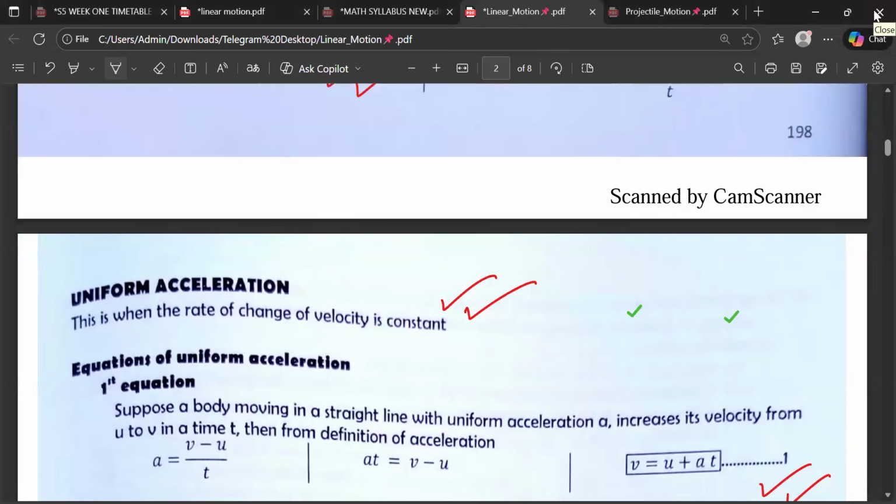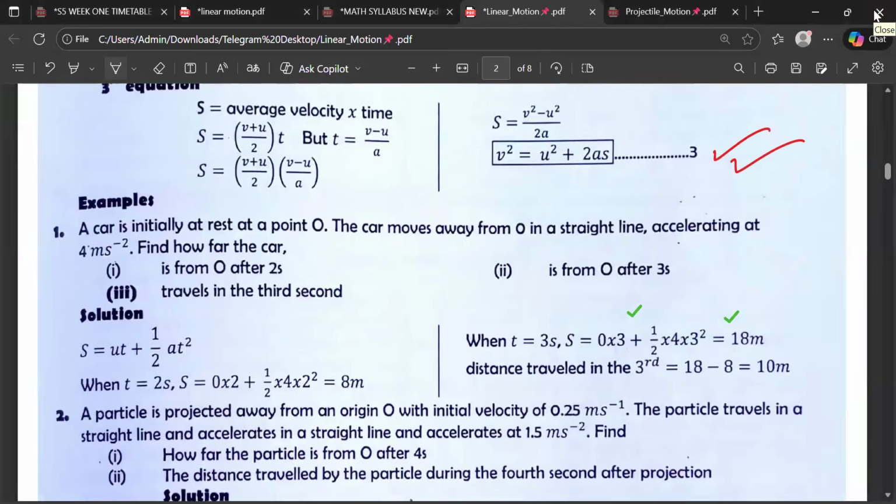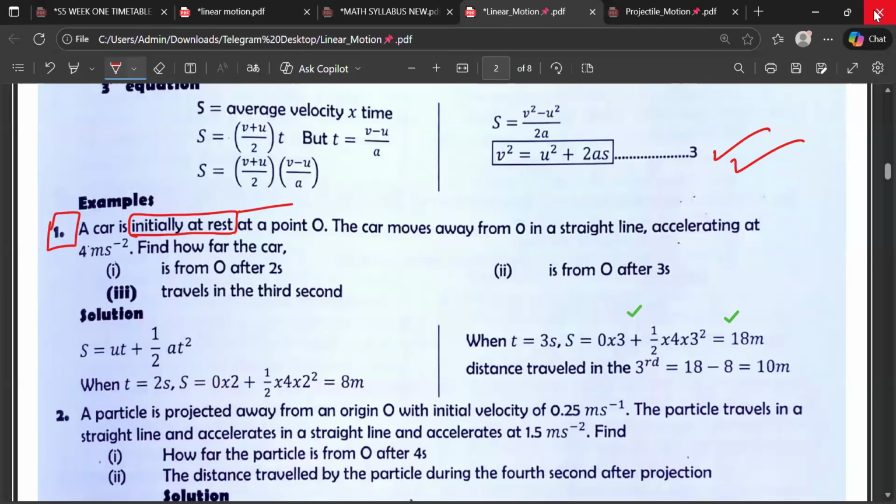Okay, now let's go to this question. I want you to look here. They are saying that a car is initially at rest. When they say initially at rest, that means it is not moving. Initial at rest in math means that the initial velocity is 0. And the unit we are using here is meters per second. So we have that. They are saying it is initially at rest at point O.